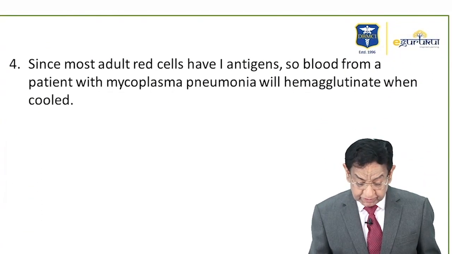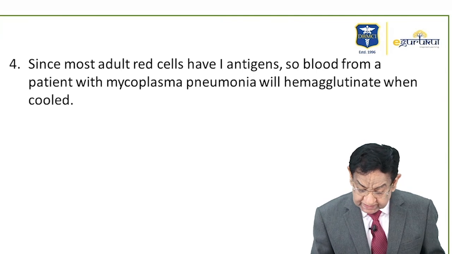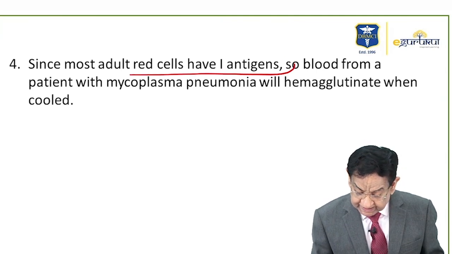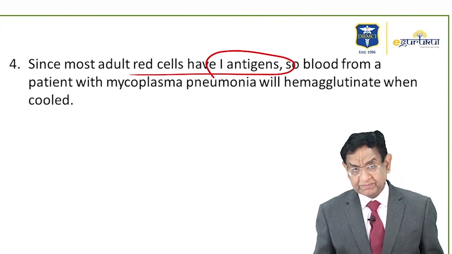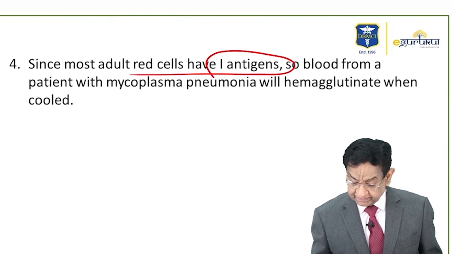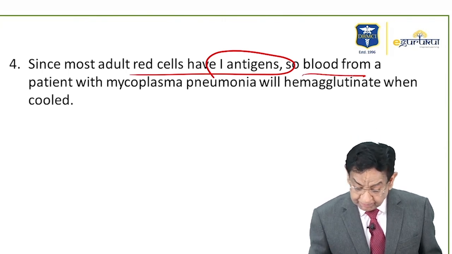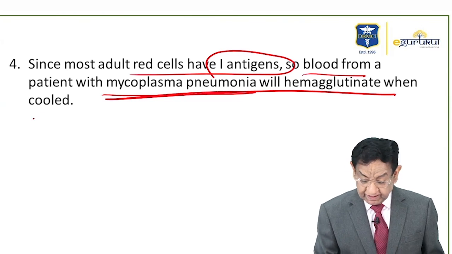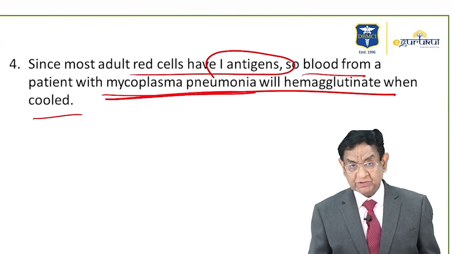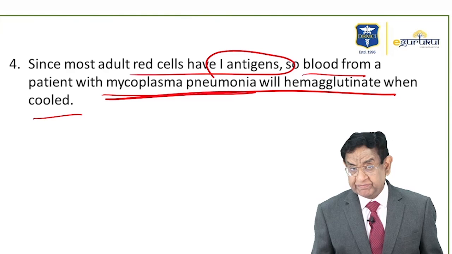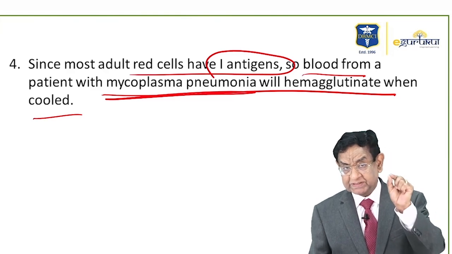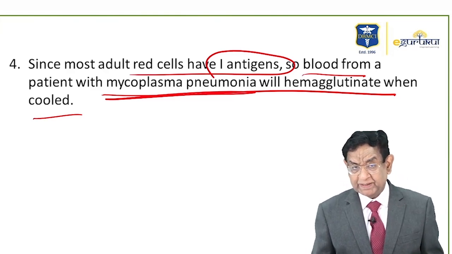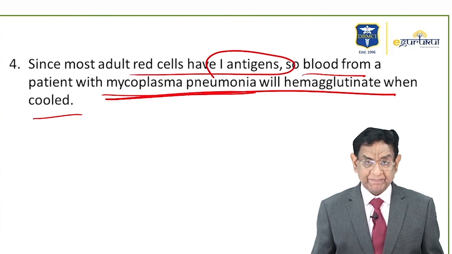Now, one more thing. Since most adult RBCs have the I antigen, here is something very unique: the blood from a patient with mycoplasma pneumonia will hemagglutinate when cooled. So that will give rise to Coombs positive hemolytic anemia. This will be seen only with mycoplasma pneumonia, not with other types of pneumonia.